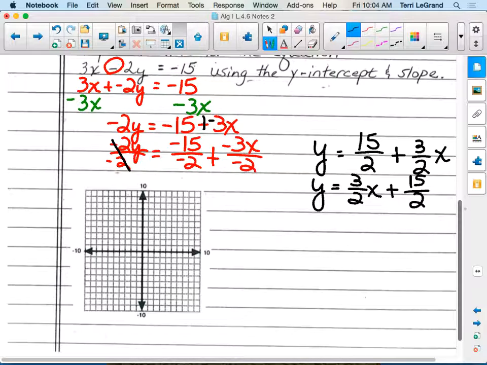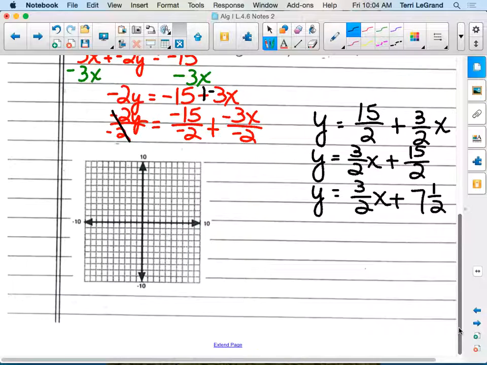But that 15 halves, what's that? 7.5. Yeah, that's 7.5. We need to rename that one so that we know where to go on the y-axis, right? So we're going to leave that 3 halves as 3 halves. But we're not going to leave that 15 halves. We're going to change it to a 7.5. And then we are going to say our y-intercept, we'll start with b, is 7.5.